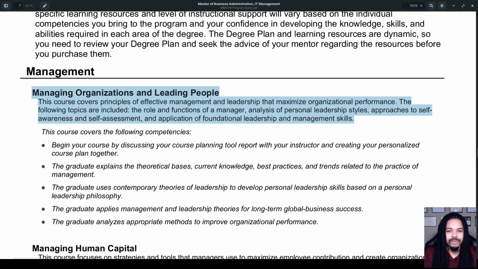You know what? I don't think I'm going to read all these word for word because I think it's going to take too long to do all of them. But in short, it talks about effective management and leadership. And it says that it's going to include topics on the roles and functions of a manager, analysis of personal leadership skills. It's all leadership based. So hopefully this won't be that bad. I really don't think it will be. This is what it is. Just 2 tasks, probably 2 papers, maybe a presentation. Should be good to go.